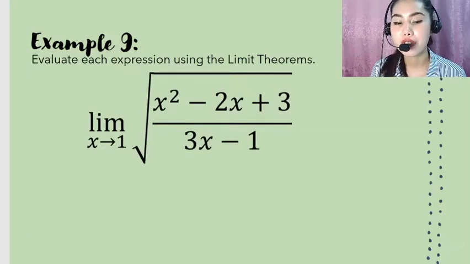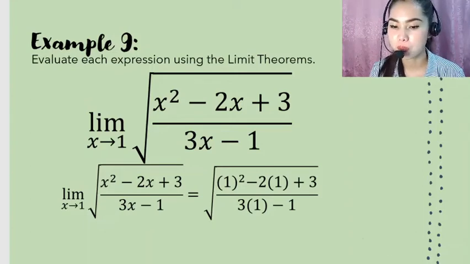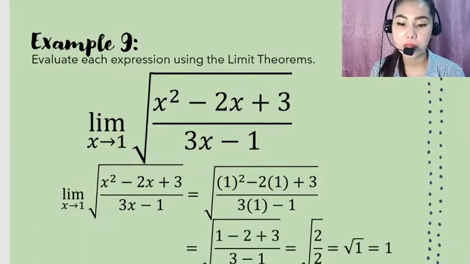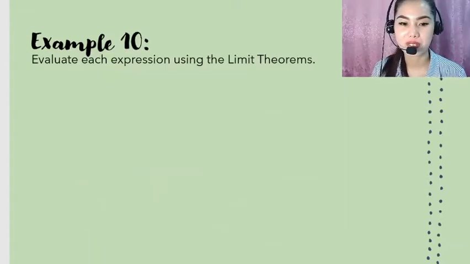Now let's go to example number 9. Find the limit of the function as x approaches 1. Again, substitute all the values of x by 1, and you will have the square root of 1 squared minus 2 times 1 plus 3 all over 3 times 1 minus 1. Doing all of the necessary manipulations, you will have the final answer of the square root of 1, which is equivalent to 1.